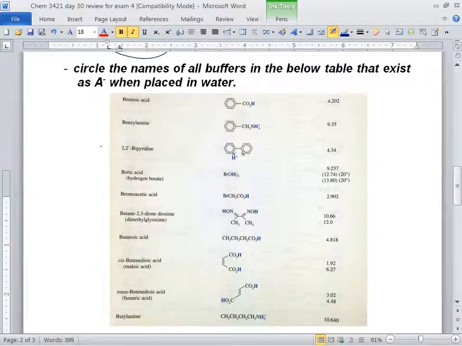Circle the names of all the buffers that exist as the conjugate base. So we'll just start at the top and go down, and you either say circle or don't circle. Okay? So we'll start in the back with Kelly, and we'll just go around. So we want to circle the ones that are a conjugate base when put in water. So here's all of our names. We're going to circle these names. So we're going to put benzoic acid in water. If it acts as a conjugate base, we're supposed to circle the name. So would benzoic acid act as a conjugate base?